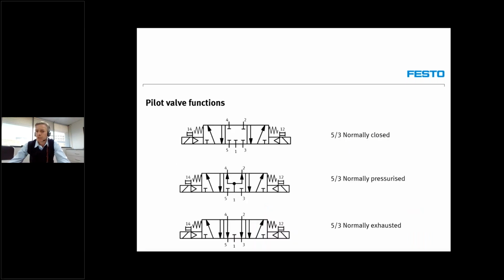All right. So similarly, we have the different 5/3-way valves with their mid positions now as the normal position, and they are named by their mid position also. These valves are named according to the working ports, port 2 and 4. So first of all, we've got 5/3 normally closed. You will see ports 2 and 4 are closed. Normally pressurized, ports 2 and 4 are connected to the pressure, and normally exhausted, so ports 2 and 4 are connected to the exhaust ports 3 and 5 in the normal position.